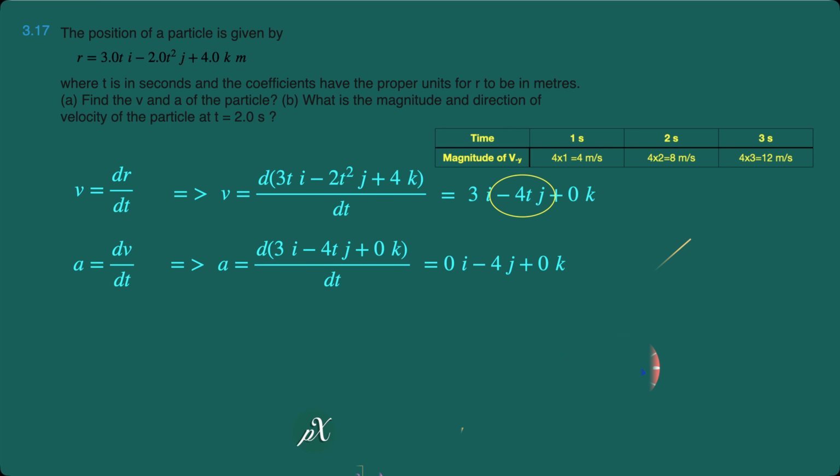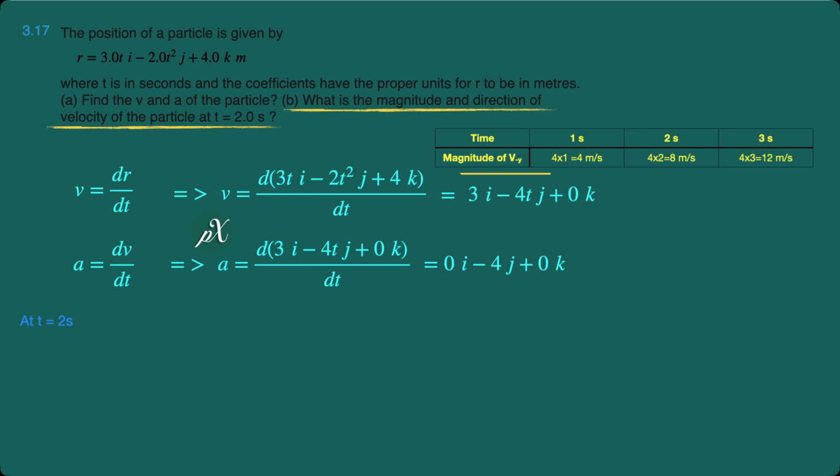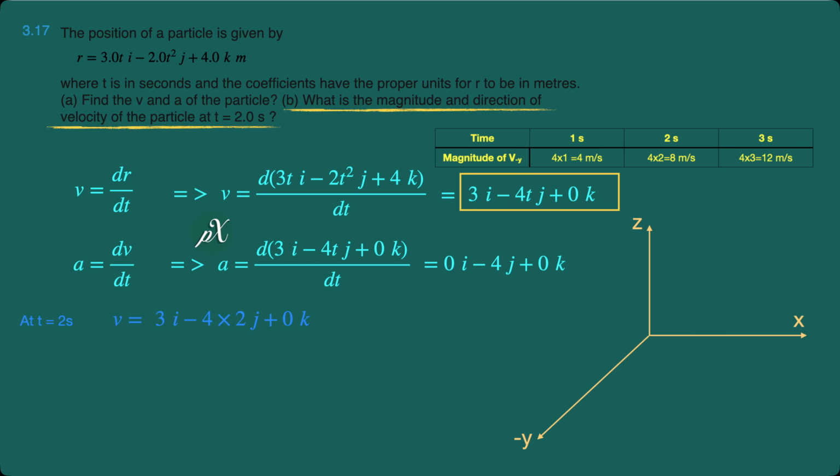We need to find the magnitude and direction of the velocity at t equals 2 seconds. Substituting t equals 2 into the velocity equation, we get v equals 3i minus 4 times 2 j plus 0k. Therefore, v equals 3i minus 8j. This means that at 2 seconds, the particle has a velocity of 3 meters per second along the positive x-axis and 8 meters per second along the negative y-axis.